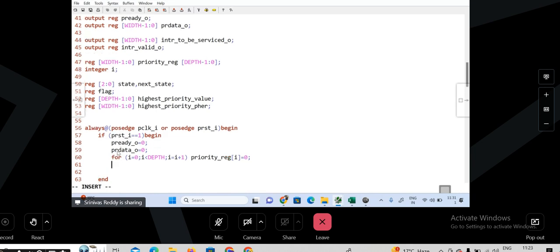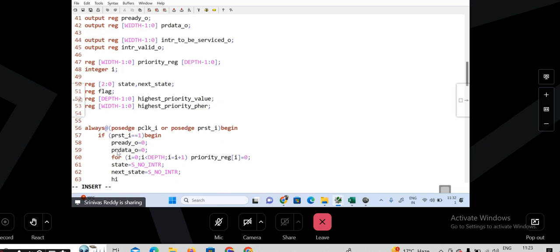Now what is the next step I need to do? Clock generation. Always begin, correct. Always begin, what I need to do? P clock is equal to 0. So let us make hash 5. Okay. P clock is equal to 1. Hash 5. Then end this. Correct.